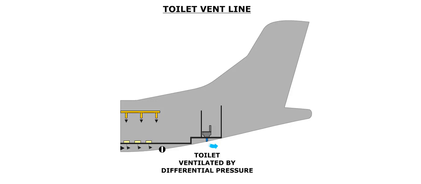The lavatory is ventilated through a vent line. Airflow is generated by cabin differential pressure.